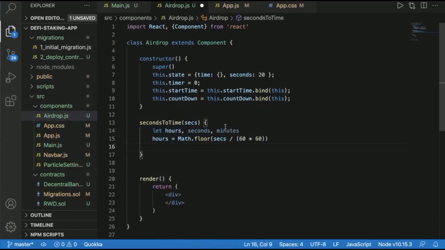Great. Oh, you know what? Let me just switch this up. Let's do hours, minutes, seconds. It's going to look better. So let's do our minutes next, and it's going to be slightly more complicated.